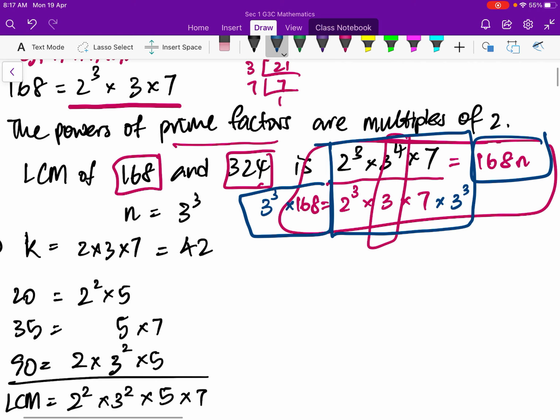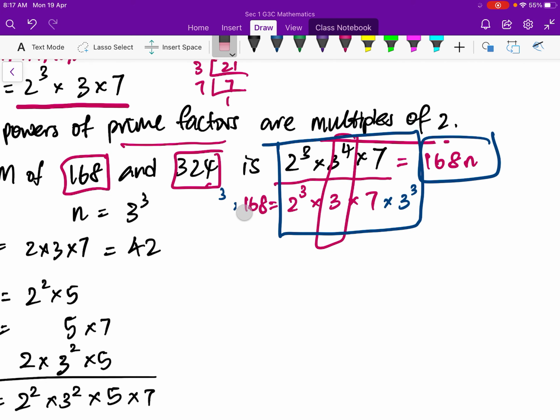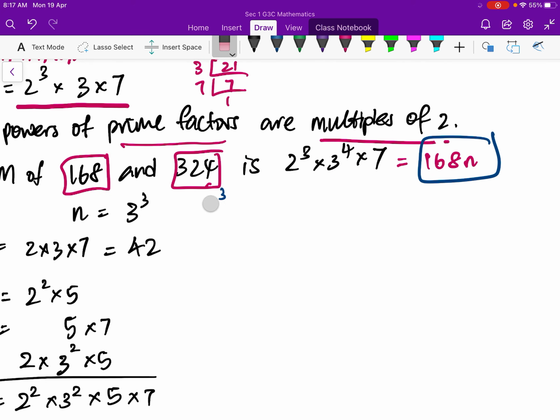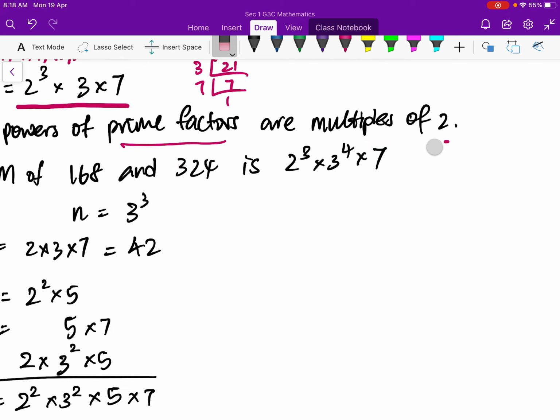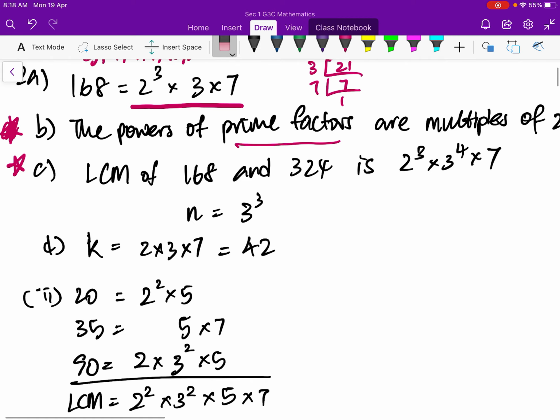So in summary, if this confuses you, for this particular type of question, all you need to do is find the LCM of the two numbers. They wanted 168n, just ignore the n first. Find the LCM. Once you have it, compare it with our 168, the difference is just your n value. And then for part D, find the smallest integer k such that 168k is a perfect square.